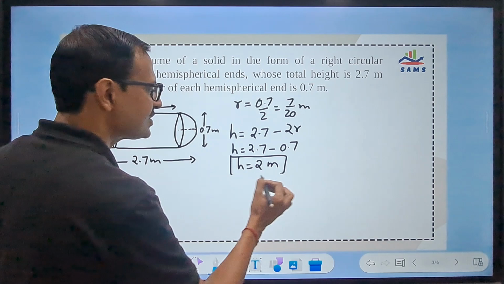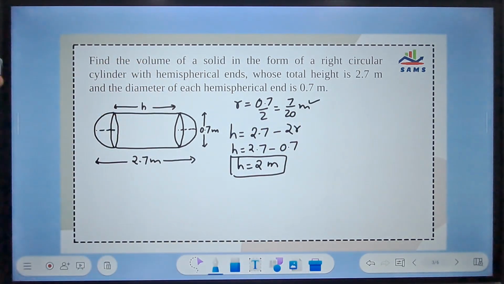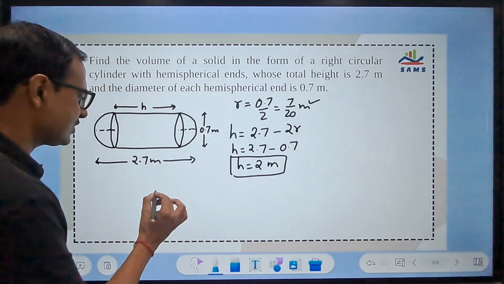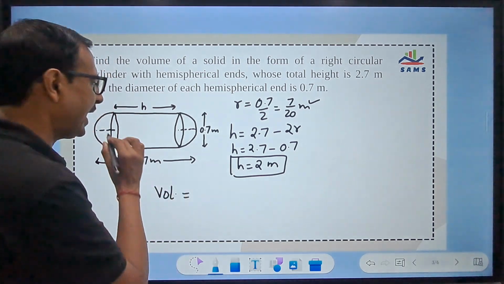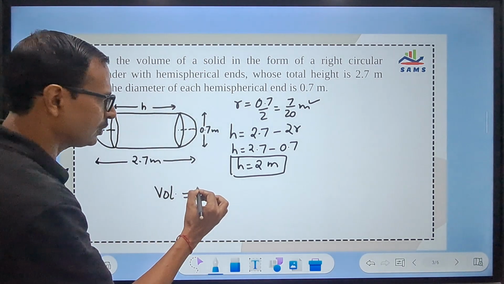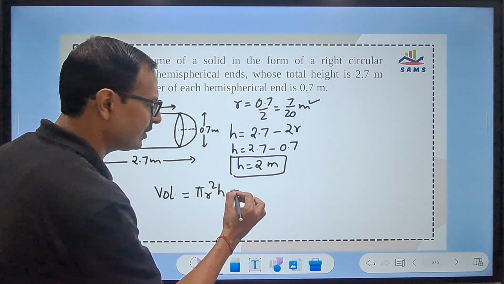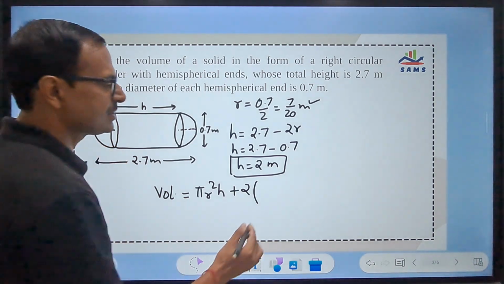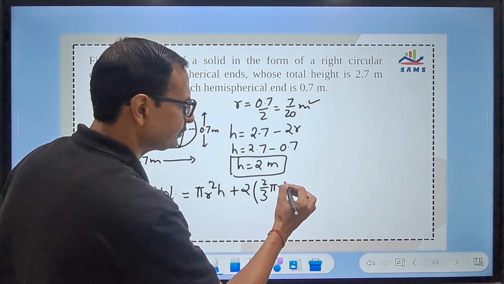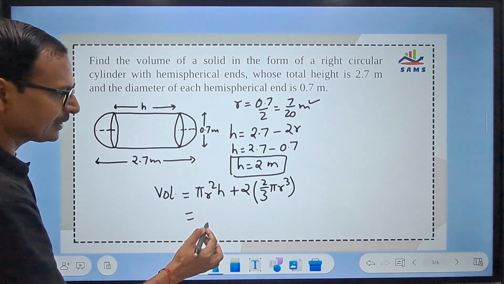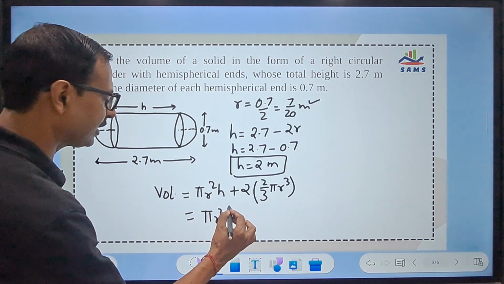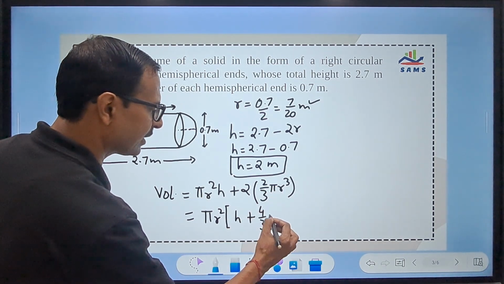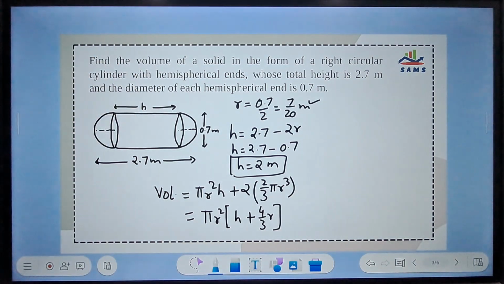Now I will use h as 2 meters and r as 7 by 20 meters and find the volume of this solid. So volume of the solid, very easy, add the volumes of the three figures. So pi r square h, that is the volume of the cylinder, plus double the volume of the hemisphere, which is 2 by 3 pi r cube, right? So I can take the common factors now. Pi r square is a common factor which gives me h here, and if I take pi r square, 4 by 3 r is left inside the bracket as the second term.